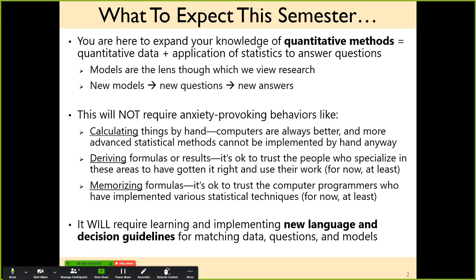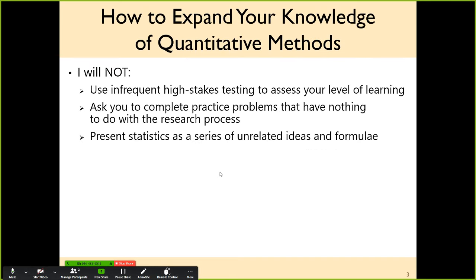We are going to learn new language, new decision guidelines for matching data, questions, and models. So a lot of what we have to learn is going to be logic-based. If this, then that. We've done this so far in the prerequisite material, regression, general linear analysis type models, right? Those models, as we will talk about, are all the same thing because they are built to predict a quantitative outcome with a particular type of distribution. Now, in addition to figuring out what kind of predictors you have and what kind of effects they should have in the model, we have to pick the right model based on the kind of outcome that you're predicting. So it's another level of if, then, if, then. It's all about logic, language, and decision making.